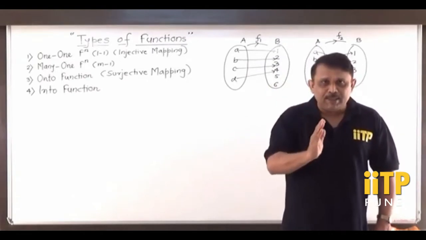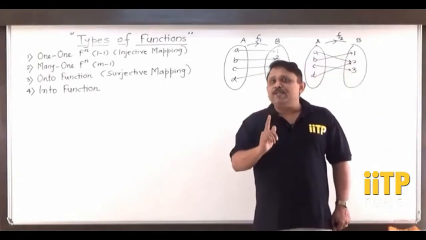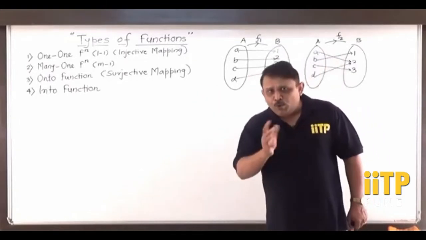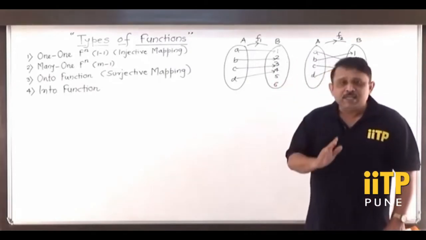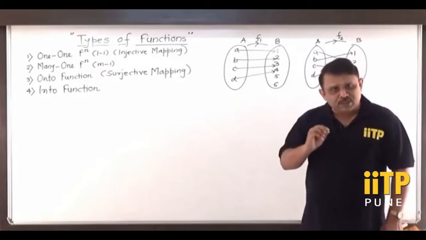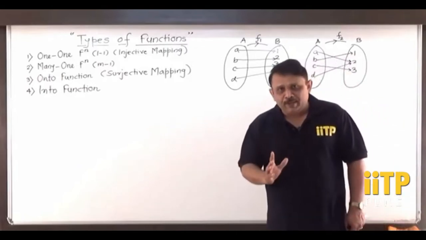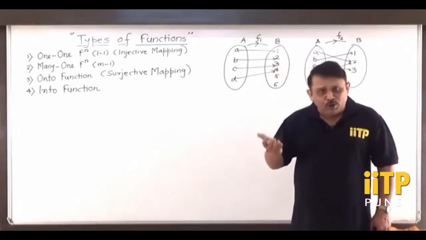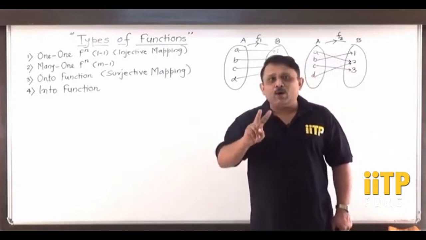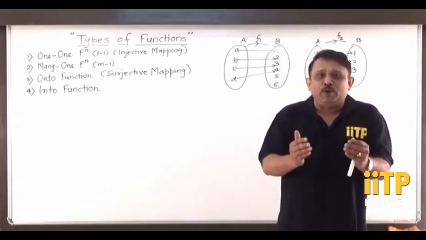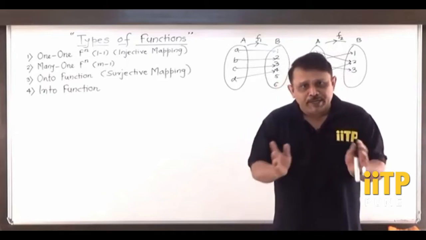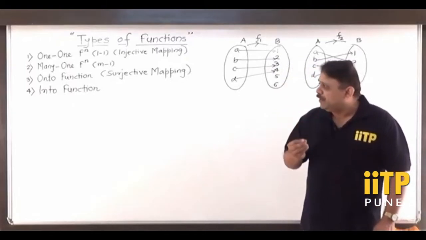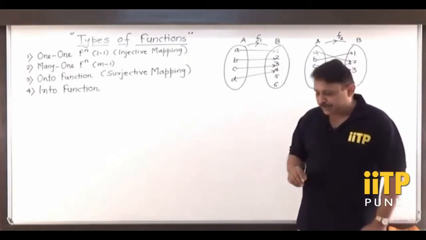So if a function is not 1-1, it is many-1. If a function is not many-1, it is 1-1. Another thing is what? Onto function, which is also called surjective mapping. So onto means surjective, function means mapping. So onto function means surjective mapping. If a function is not onto, then it has to be what? Into. So there are only 2 kinds of thing as far as onto-ness is concerned. Either it is onto or what? It is into. Let's see in detail what is 1-1 function, many-1 function, onto function and into function.